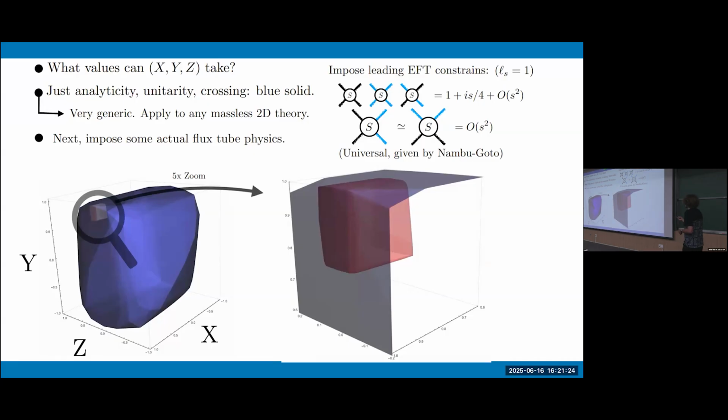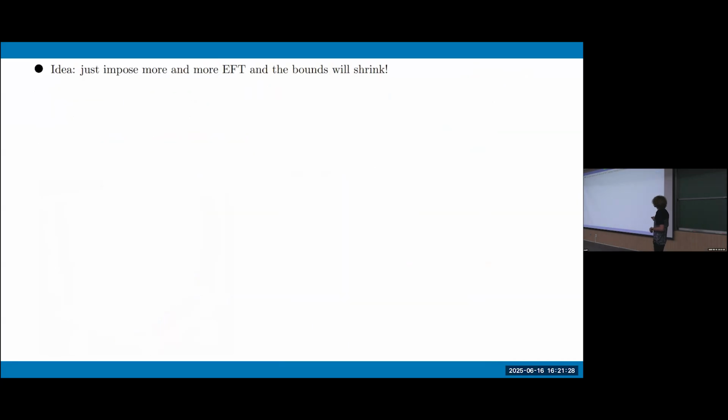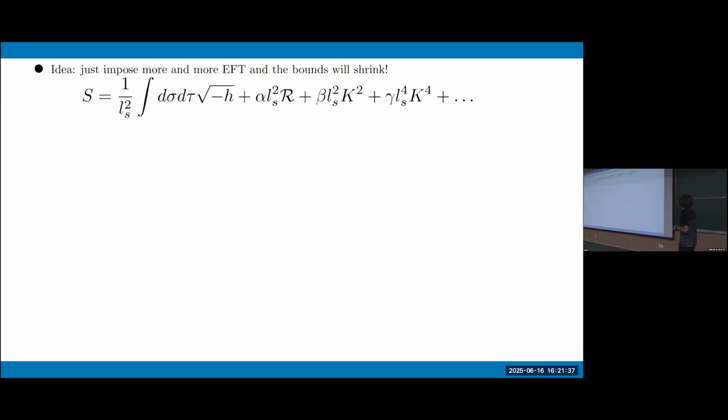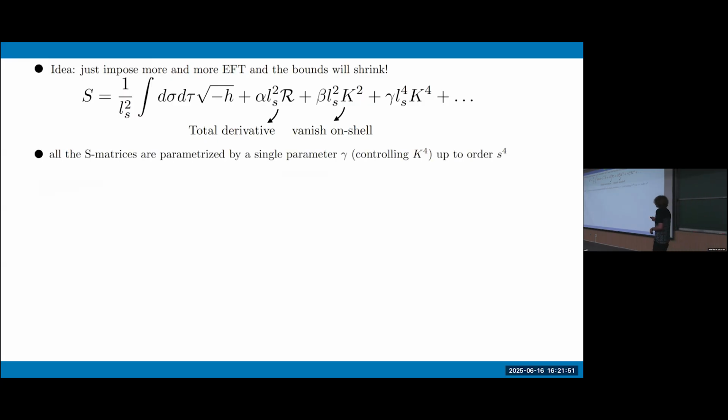And so this result suggests a strategy. Let's just impose more and more EFT to higher and higher orders, and then the bounds will shrink, and then we're going to celebrate. So let's compute higher order EFT. So far we considered the constraints coming from the Nambu-Goto action. Now, the next few terms in the action are the Ricci term, which is actually a total derivative, and then this term vanishes on shell. So corrections to scattering amplitudes come only from the k to the 4 term.